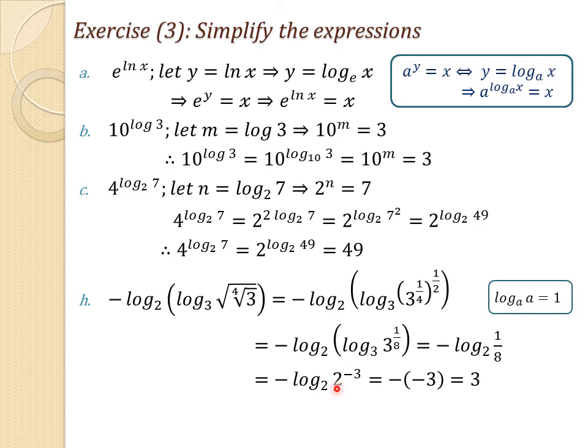Again we have like values, and this reminds us of this property. So negative 3 will be multiplied by the negative outside, and the value of logarithm 2 base 2 is equal to 1. And then negative times negative 3, the result is going to be 3.